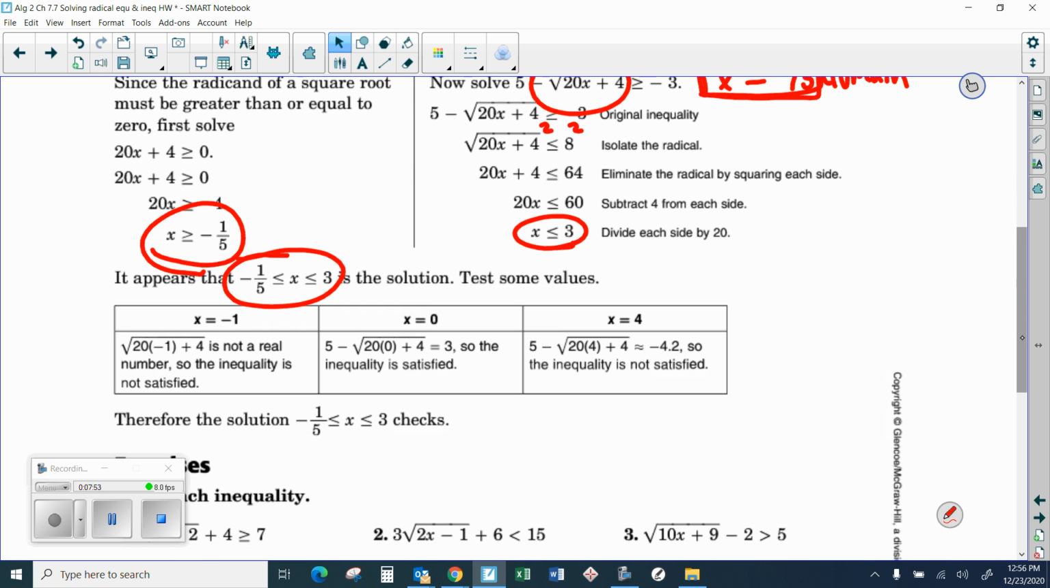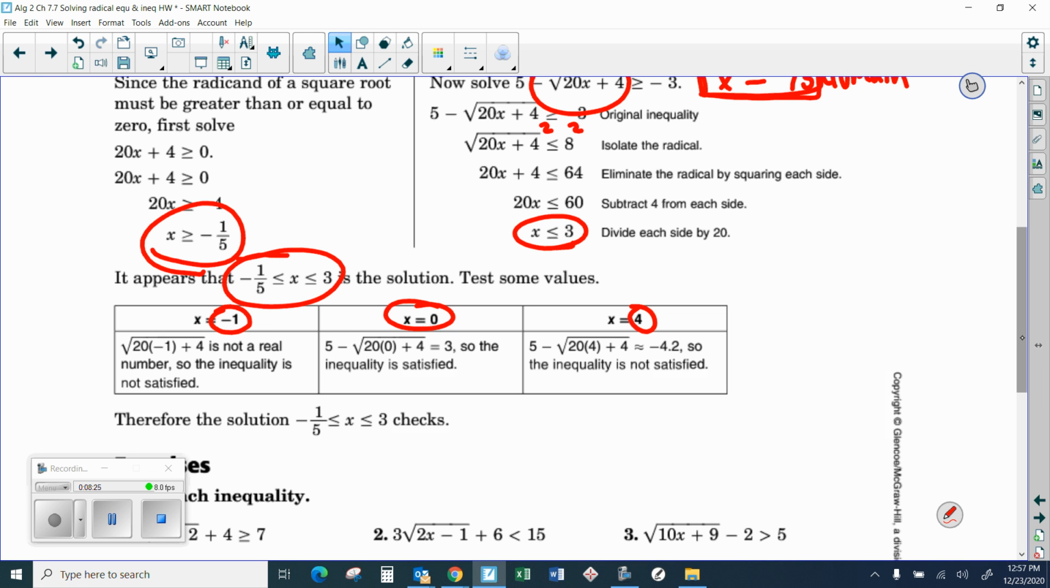Okay, so we could test one less than it. That's what they did here. They did two outside of the bounds, one on each end, and then one in between. Okay, and the one in between, the easiest one to check is 0, if 0 is in between there. So negative 1, that gives me negative 20 plus 4 is negative 16. That's not a real number, so the inequality is not satisfied. So we don't have imaginary answers here.